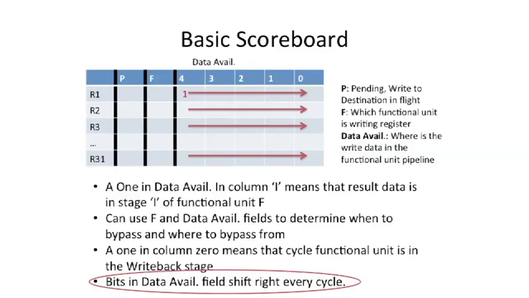Let's see, other things I wanted to say about this. I think we covered this all, yeah. So you need to use the functional unit and the data available fields to figure out when to bypass and where to bypass from. And then if the pending bit is 0, that means go look in the architectural register file. Do not go pick it off of the bypass network.